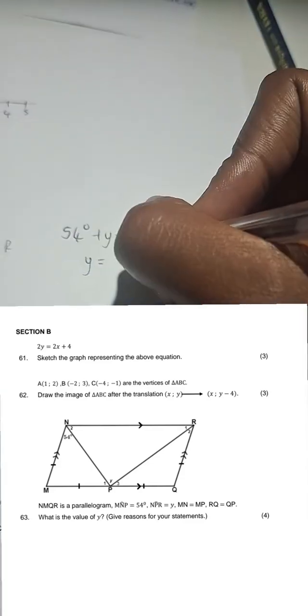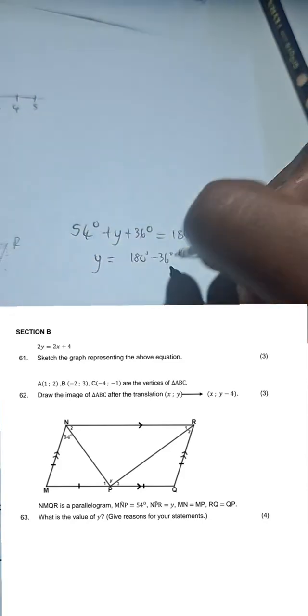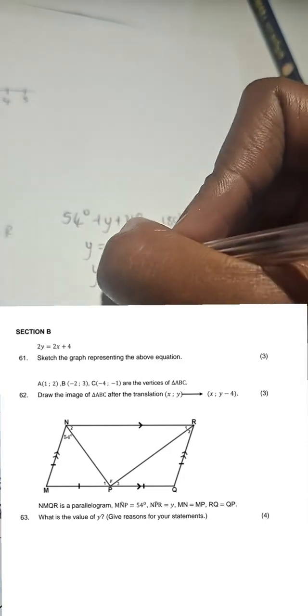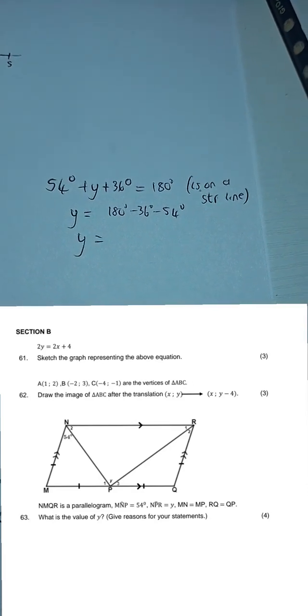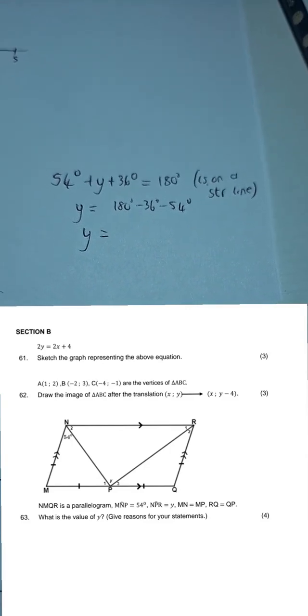Then we transpose. 36 becomes minus 36. 54 becomes minus 54. So our angle y is 180 minus 36 minus 54. That should give us an answer. Put it in the comment section, chat. What is y?